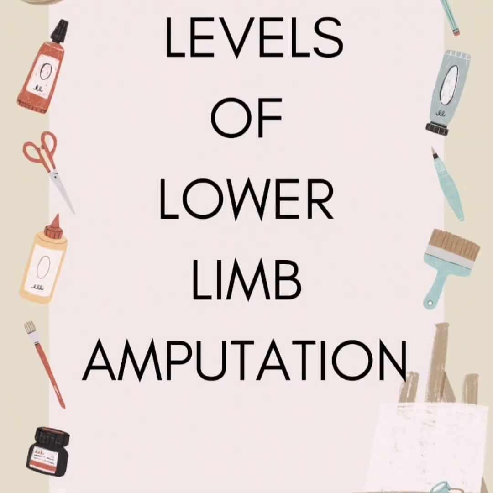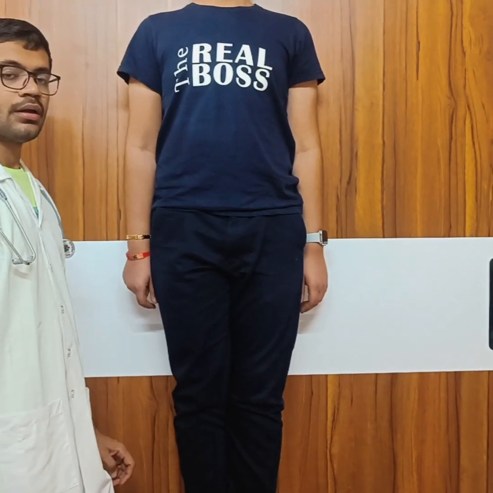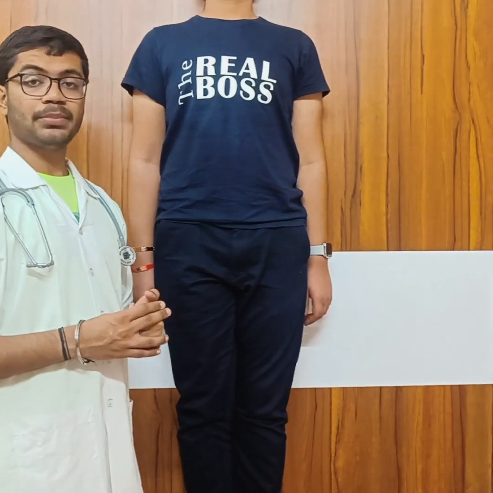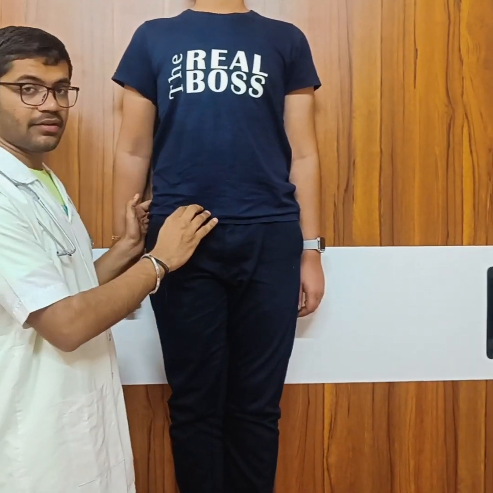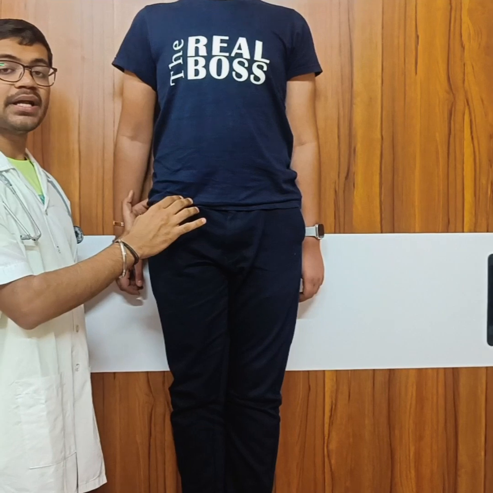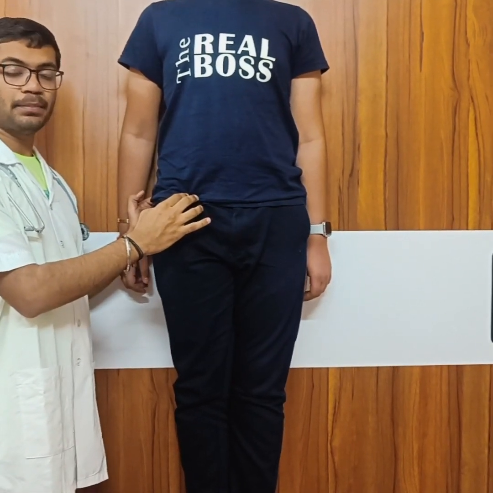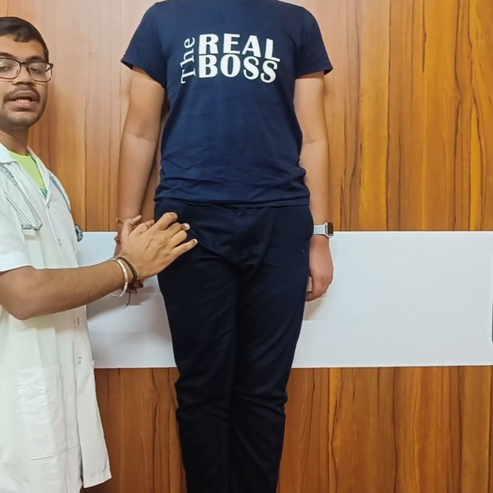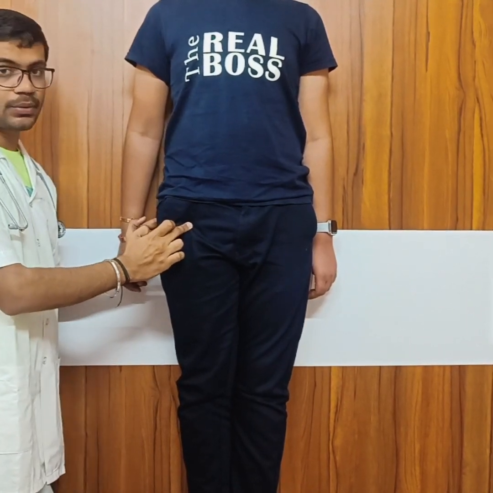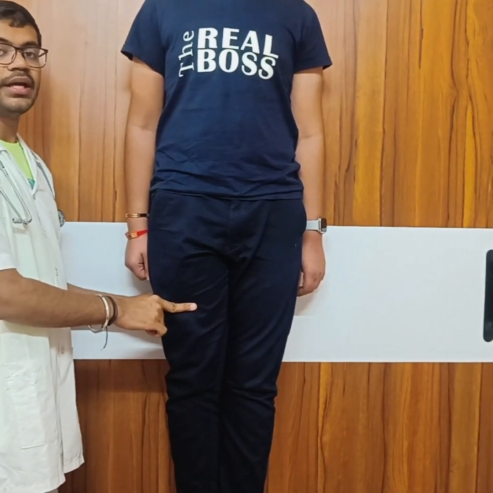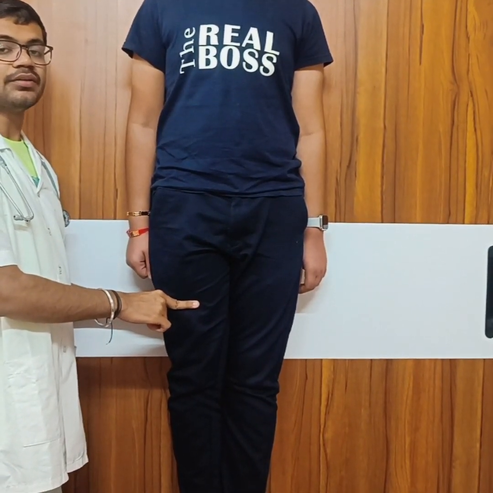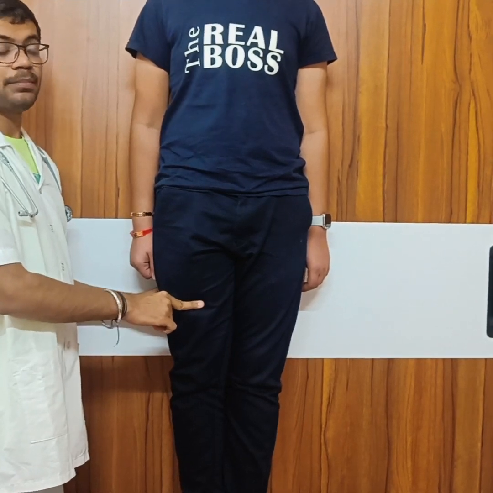Now, let's talk about the levels of lower limb amputation. Here, for the lower limb amputation, the values are same as in case of the upper limb. For example, if it is through the pelvis, it is known as hemipelvectomy or total hip amputation. If it is through hip, it is known as hip disarticulation. If it is through the shaft of the femur, or we can say it is through above knee, then it is known as transfemoral amputation.